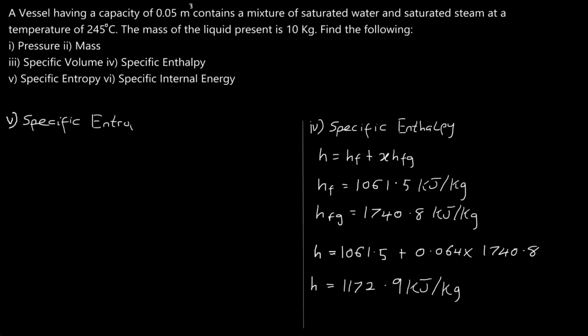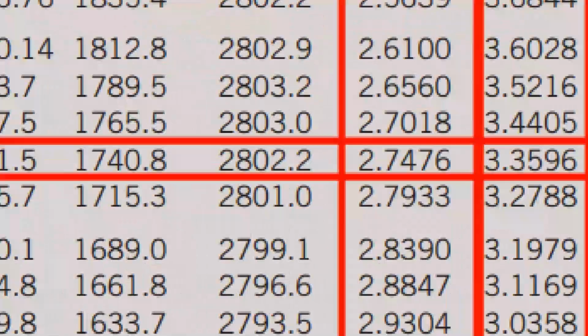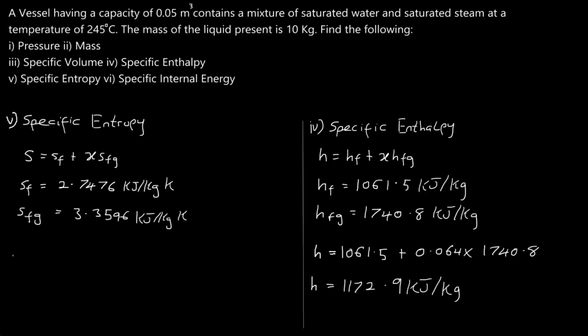Next, to obtain our specific entropy, the calculation is similar to what we just did. So s, which is the specific entropy, is equal to sf plus x sfg. So from our steam tables, we obtain sf to be 2.7476 kilojoules per kg Kelvin, and our sfg as 3.3596 kilojoules per kg Kelvin. So our specific entropy equals 2.7476 plus 0.064 times 3.3596, which equals 2.9626 kilojoules per kg Kelvin.